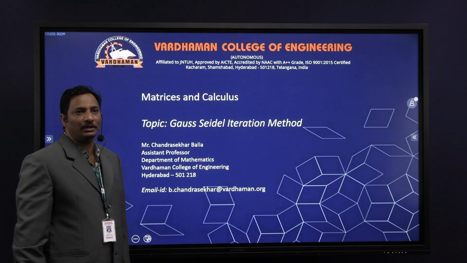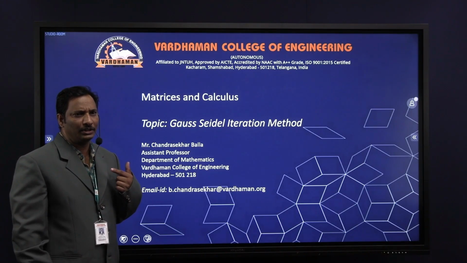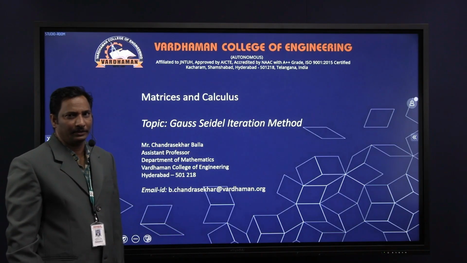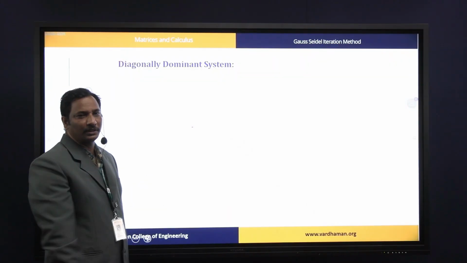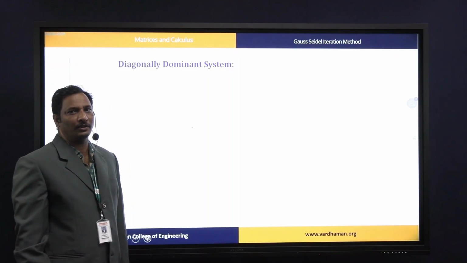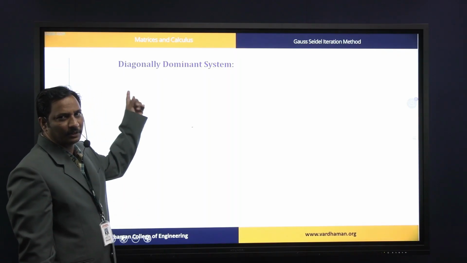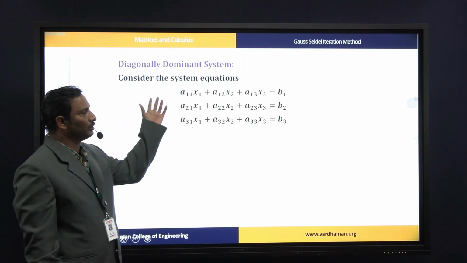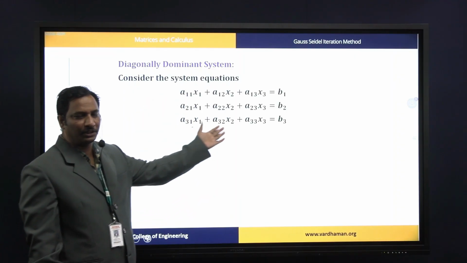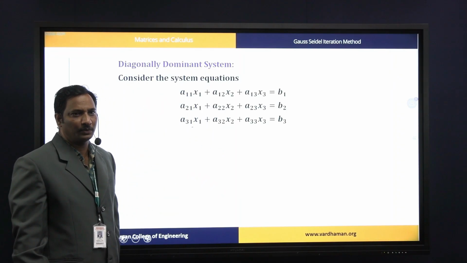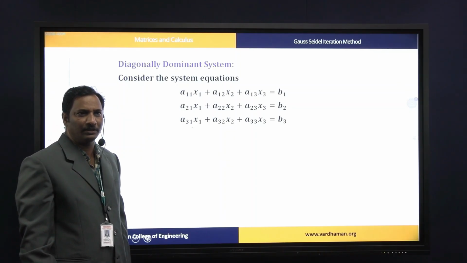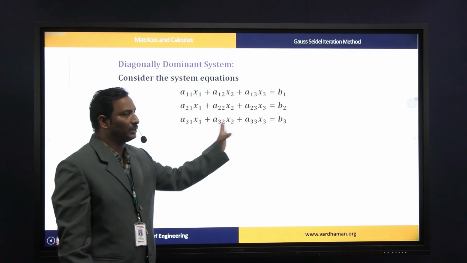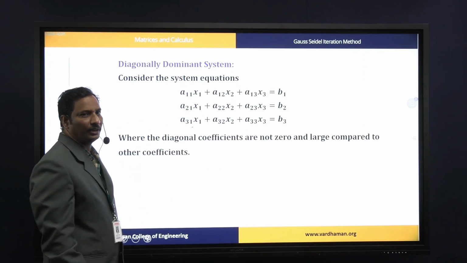In this video, we solve the system of non-homogeneous equations by using the Gauss-Seidel iteration method. Before seeing how to find the solution with the Gauss-Seidel method, we learn the concept of a diagonally dominant system. Consider the system. I am taking only three equations: a11 x1 plus a12 x2 plus a13 x3 equals b1. Now we need to check whether this is diagonally dominant or not.